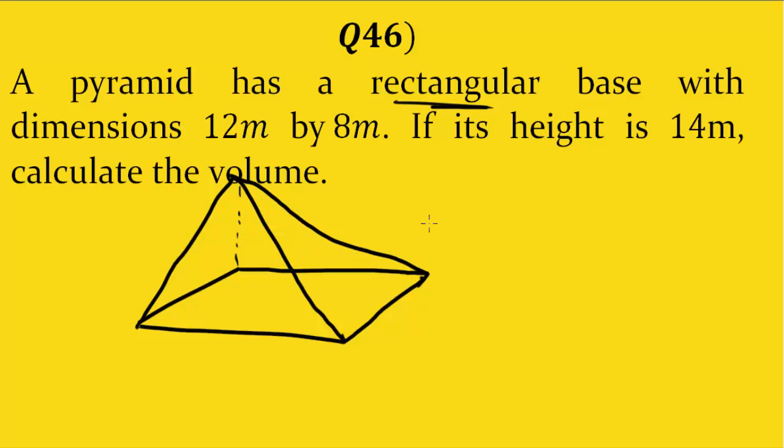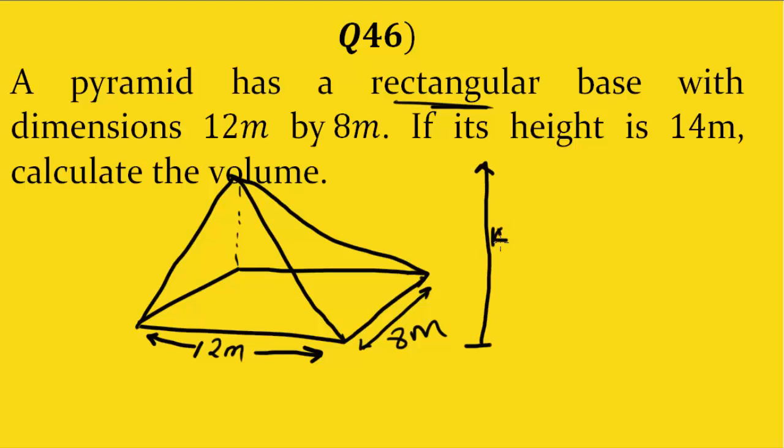But anyway, the key thing is it has a rectangular base, so it has dimensions of 12 meters by 8 meters. So the longer side has a length of 12 meters. It's basically a rectangle, the base. So I'm focusing on the base here. And the width is 8 meters. And you're also told that the height of the pyramid is 14 meters. So they're literally referring to the perpendicular height of the pyramid, telling you it's 14 meters.